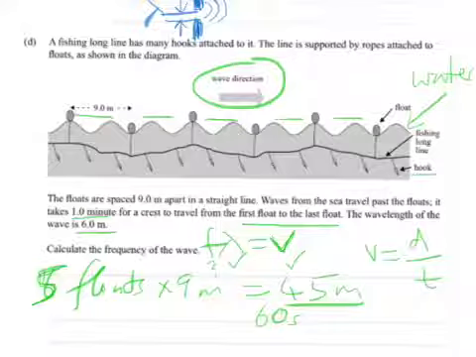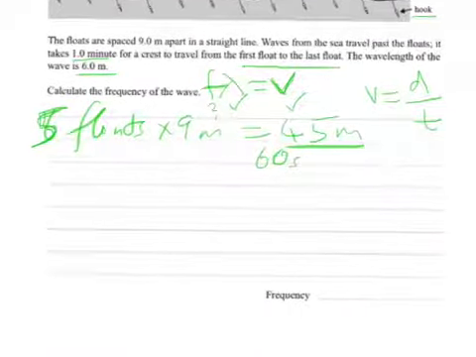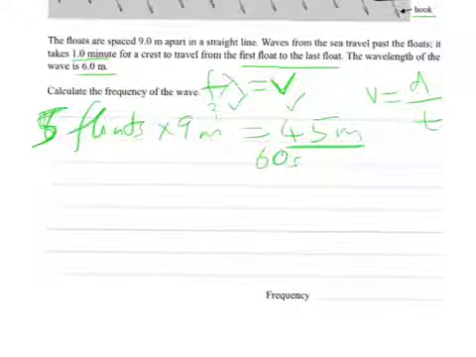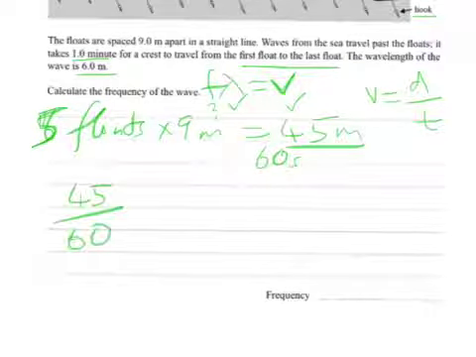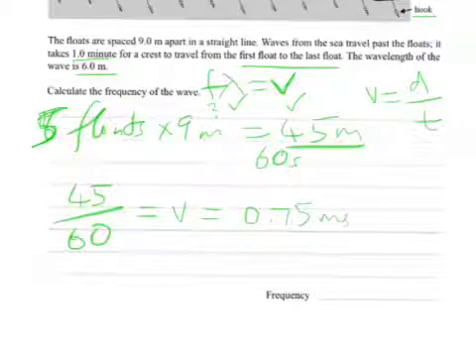Okay, so I think it's fair to assume that there are 6 floats, 5 gaps of 9 metres between them. It's not strictly speaking clear, but we'll go with that and we'll see what we end up with. So 45 metres divided by 60 seconds to give us the velocity of the wave, which will be 0.75 metres per second.